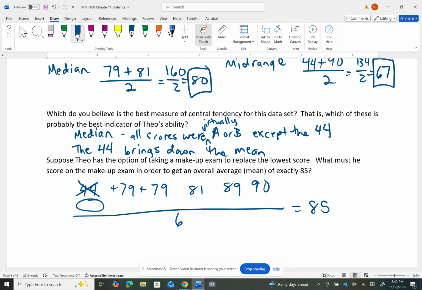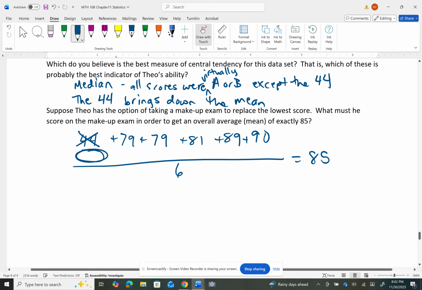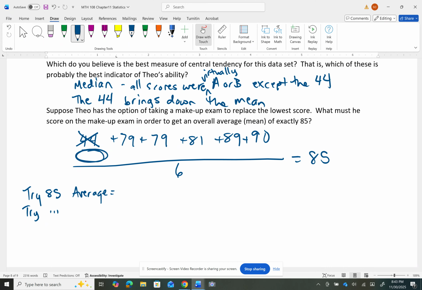Okay, so you could do this using a trial and error type approach. You could take whatever you want to put there. Like you're trying to get an 85, so you might think, well, let me try 85. So I could try 85 and then see what the average would equal. And then if it's too low, try something bigger. If it's too high, try something lower. You know, so then try something else, right? And keep adjusting until you hit the right spot. Okay, so that's a very valid approach. It would work well. All right.